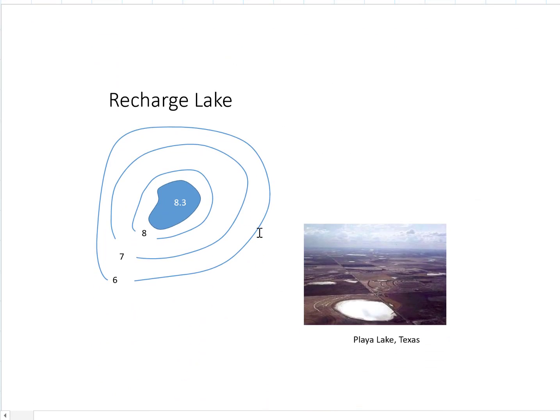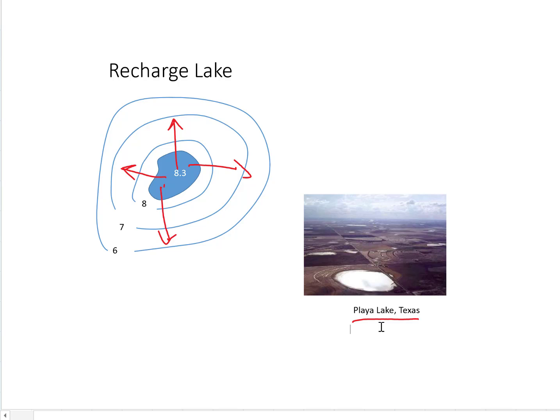This kind of pattern can be reversed, where the head is highest at the lake and there's flow outwards like this. So the lake is kind of at the center of the dome. And in this case, the lake is acting as a recharge point for the aquifer. An example of that would be playa lakes. Here's an example from Texas. These are shallow depressions that fill with water from thunderstorms, and then that water percolates in and infiltrates to recharge the underlying aquifer.